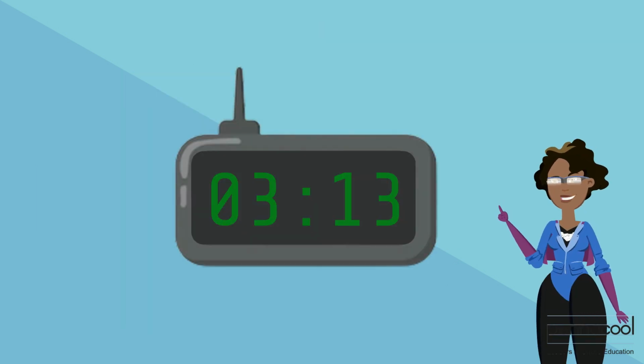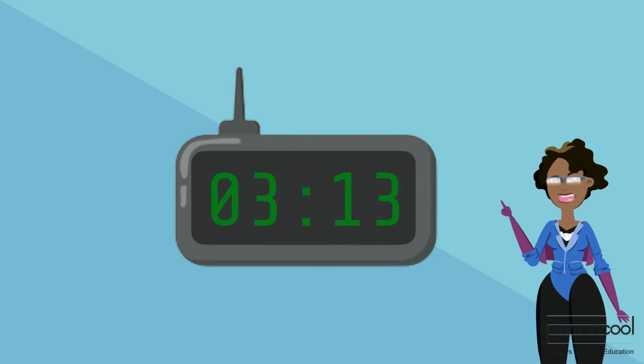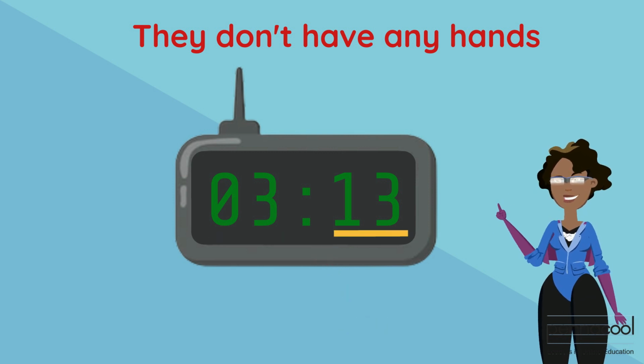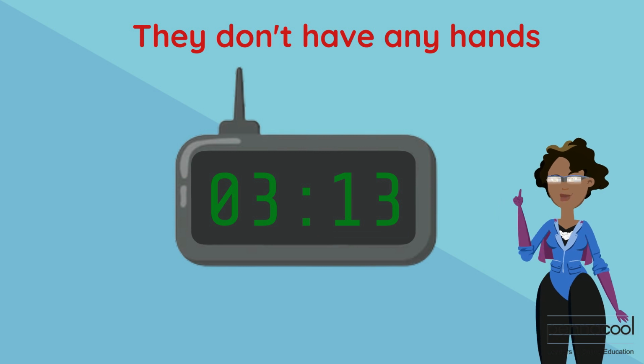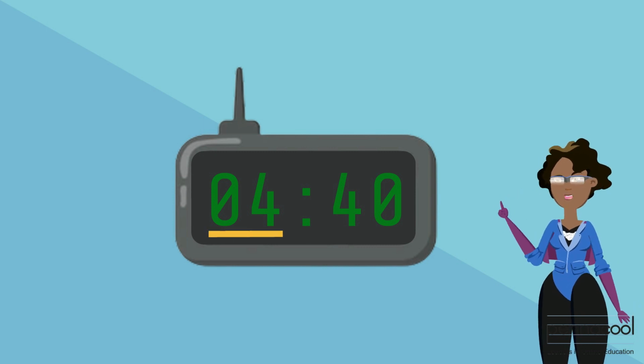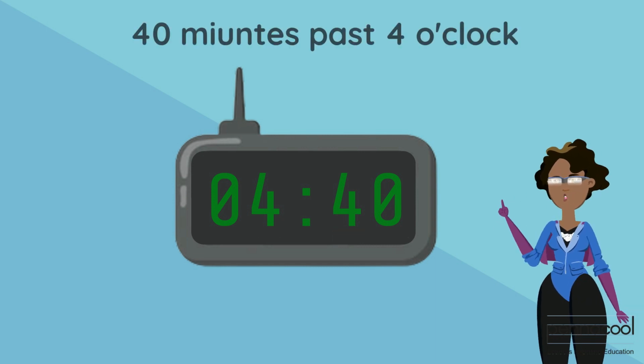If you notice in the last example, 13 minutes past 3 is in fact 3:13 on a digital clock. So let's look more at these digital clocks. They don't have any hands like the analog clock does. They only display time as numbers separated by a colon. The first number represents the hour, and the second number after the colon represents the number of minutes. So if you see a digital clock and it's showing you 4:40, that means that the 4 on the left tells you it's 4 o'clock, and the number on the right, 40, tells you it's 40 minutes past 4 o'clock.